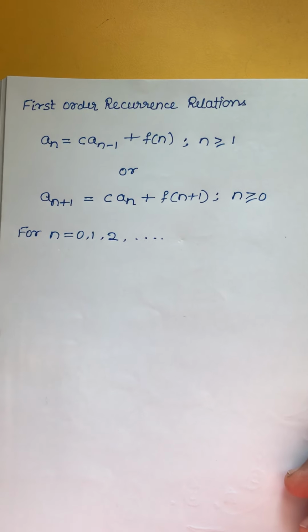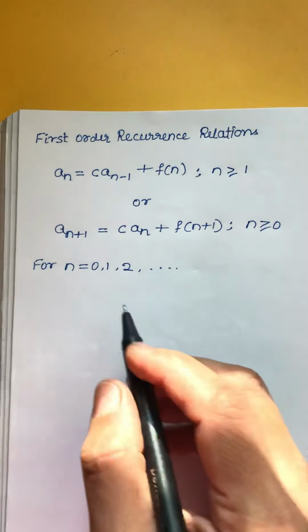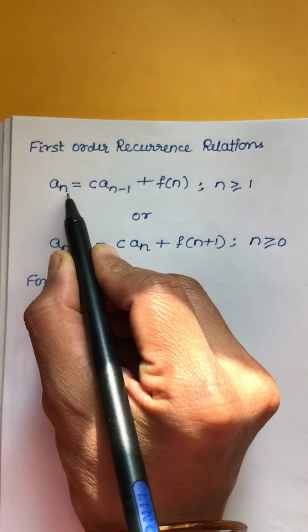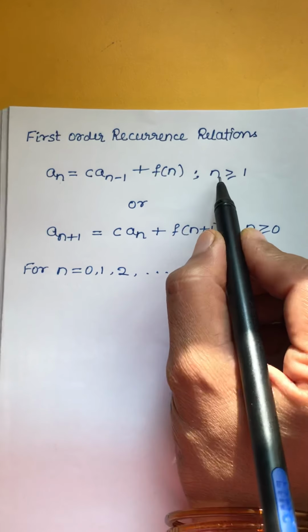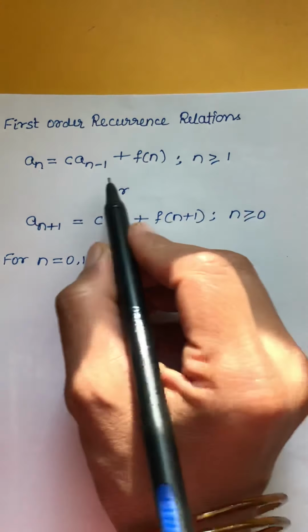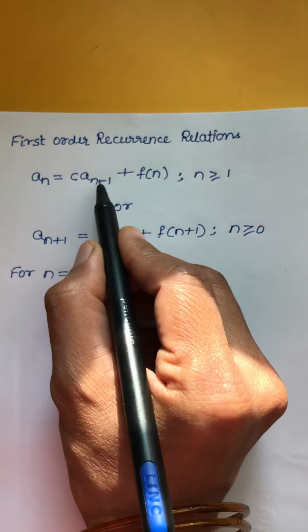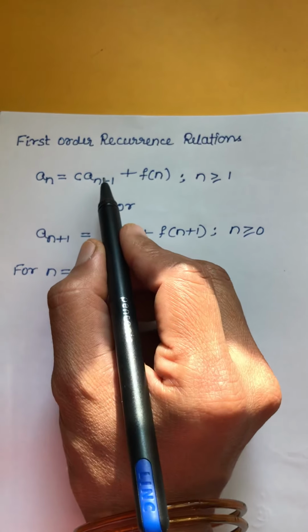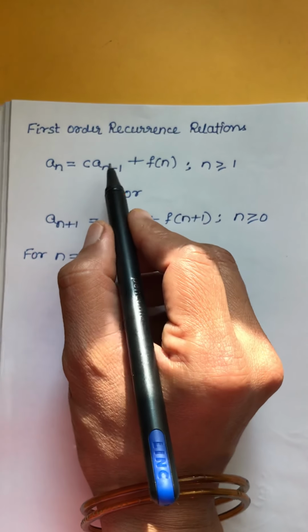Hi guys, now we will see first order recurrence relations. So first order recurrence relations will be of the form a_n = c a_(n-1) + f(n) for n greater than or equal to 1. So if you take n as 1, you will get a_1 in terms of a_0. So similarly, you can get a_2, a_3, a_4, etc.